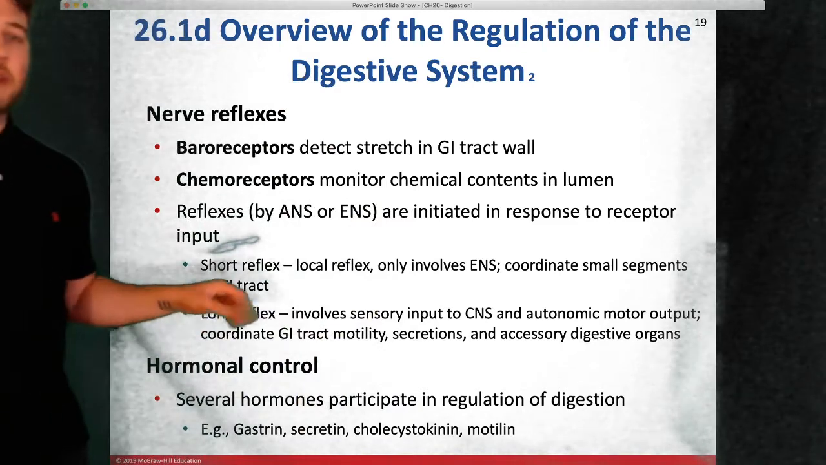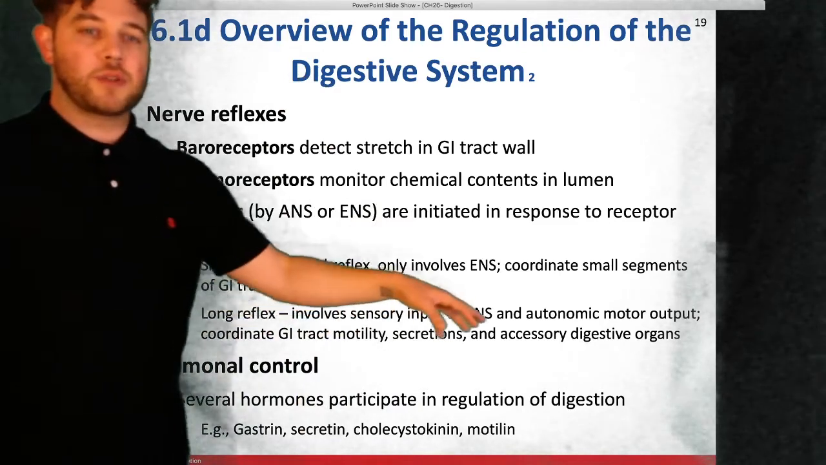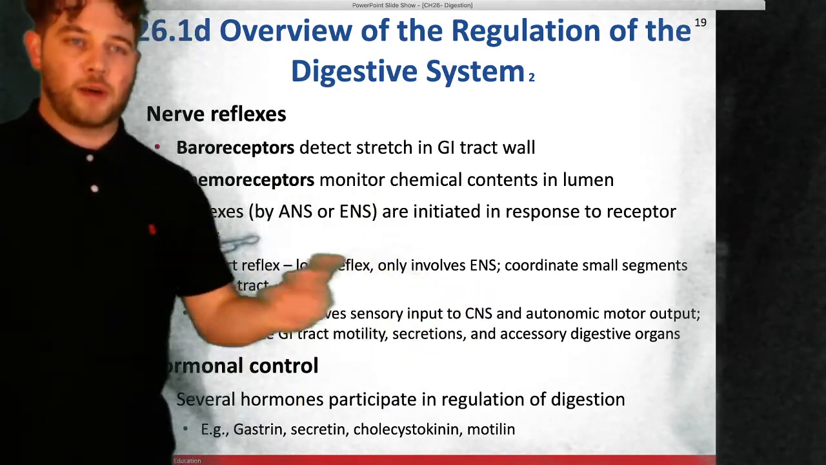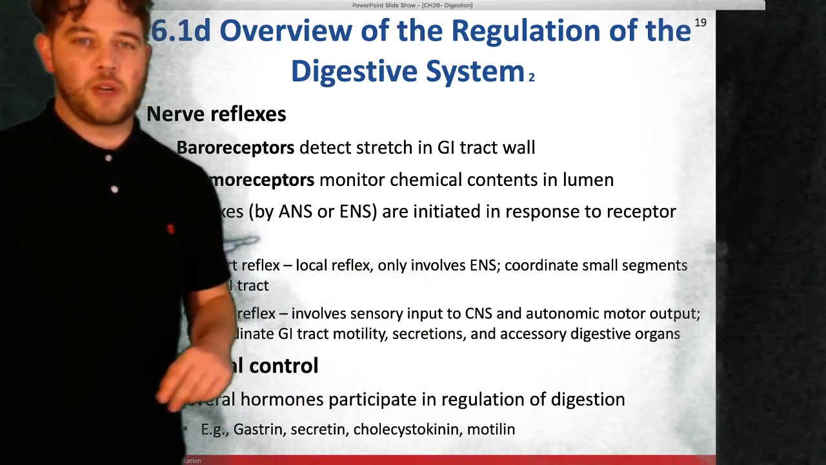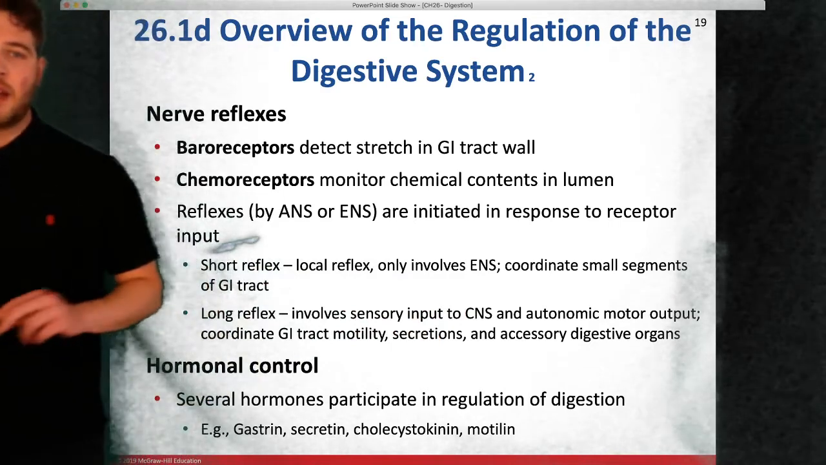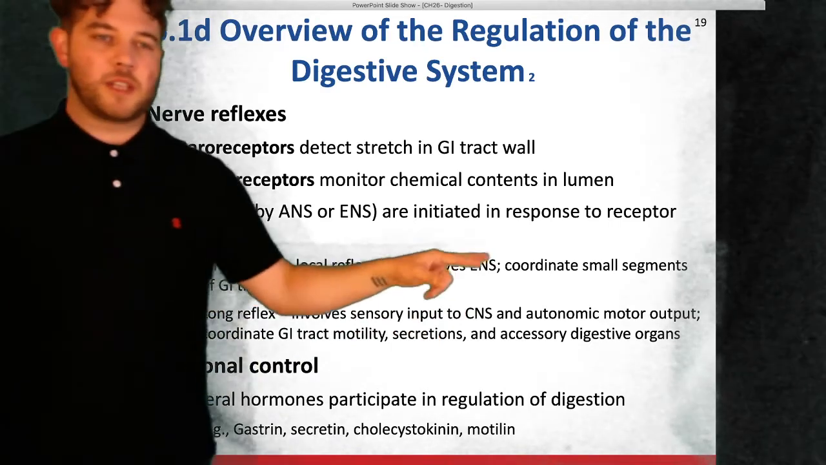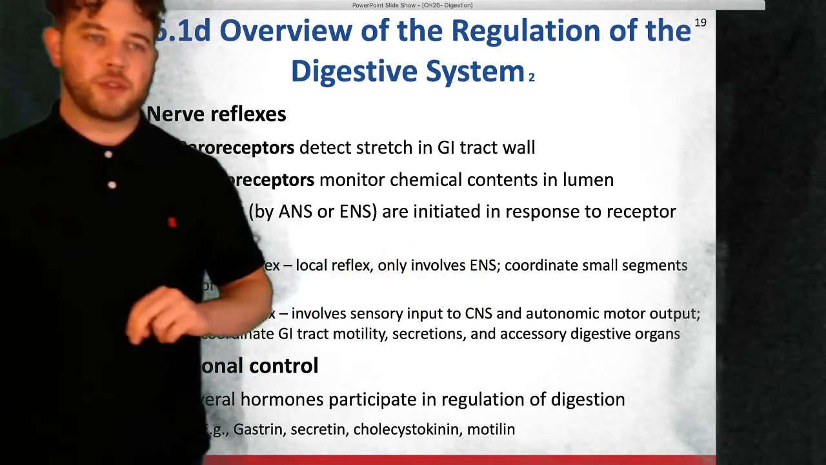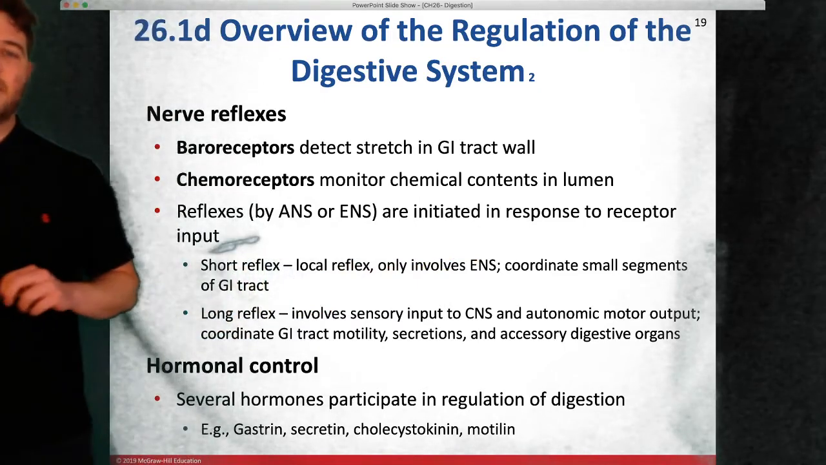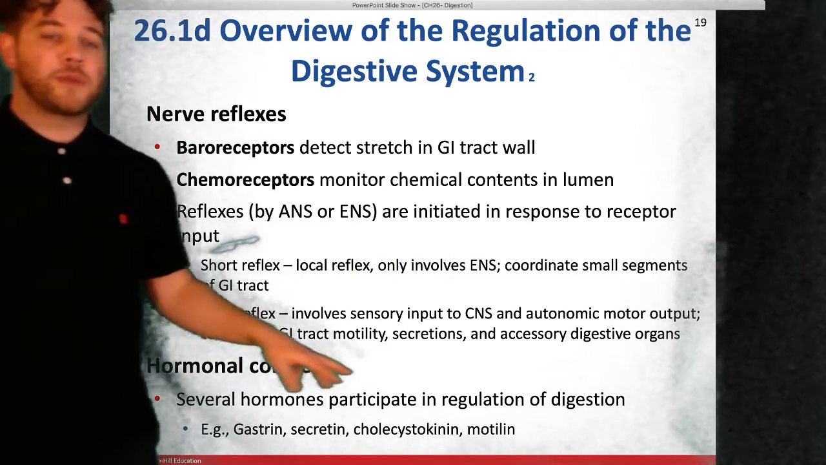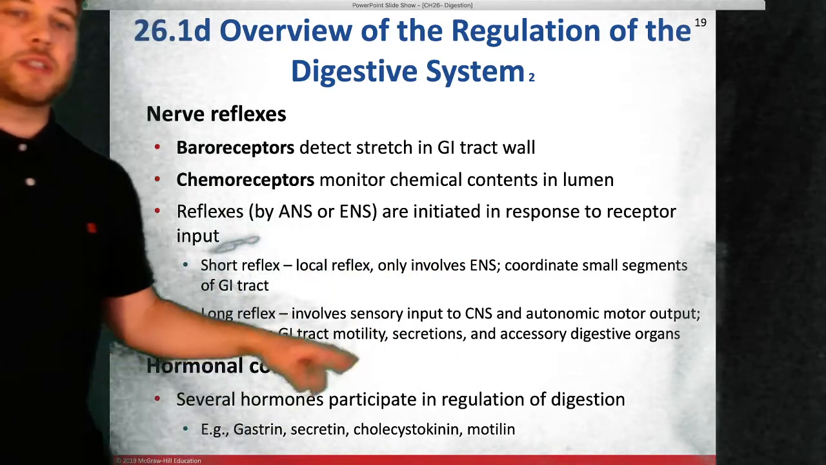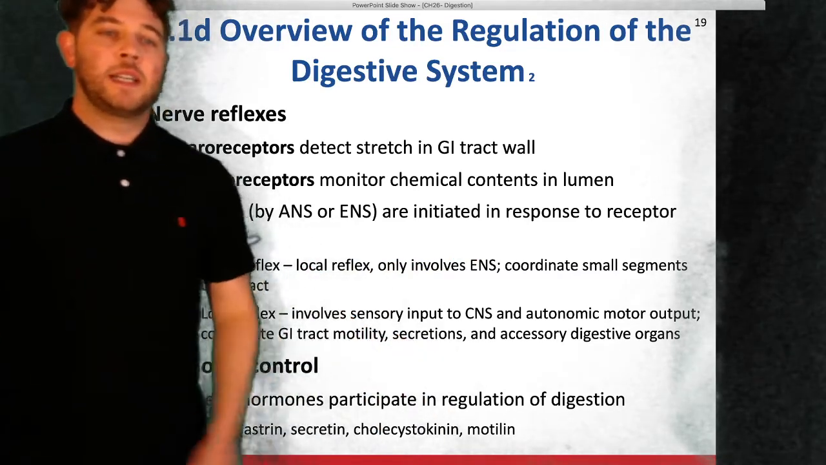Those would be your long reflexes. Sensory input to the central nervous system and autonomic motor output, coordinating GI tract motility, secretions, and accessory digestive organs as well. Remember, the ENS is only with the muscularis and submucosal nerve plexus. Plexuses? I still don't know, sorry. Hormonal control, several hormones participate in regulation: gastrin, secretin, cholecystokinin, motilin. We'll learn them.